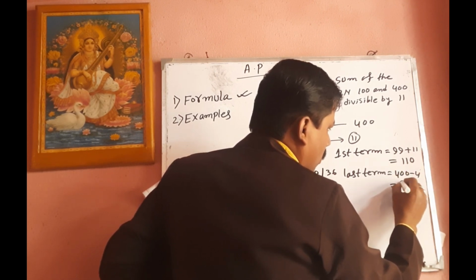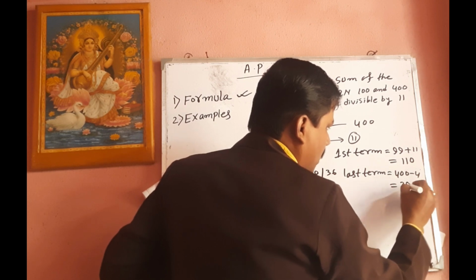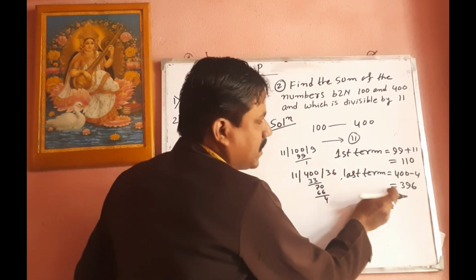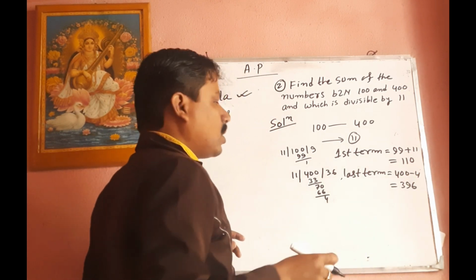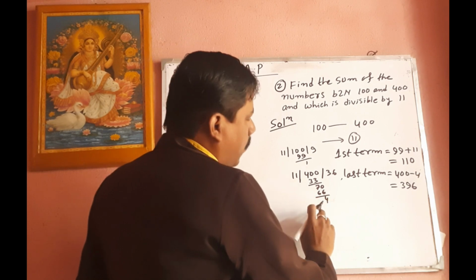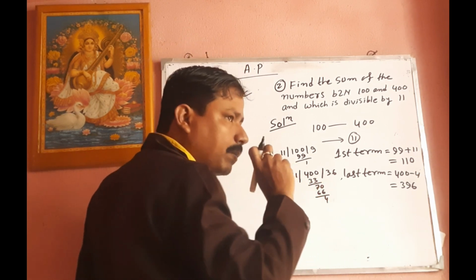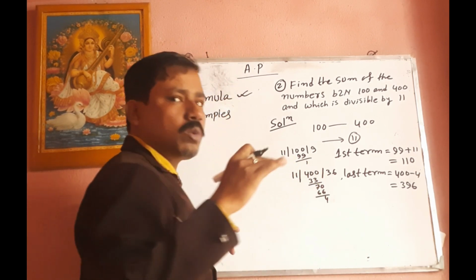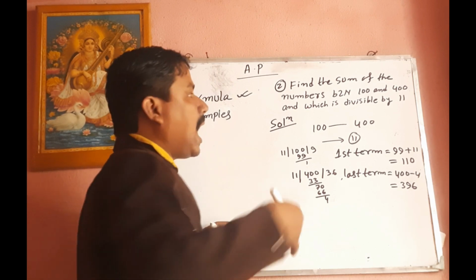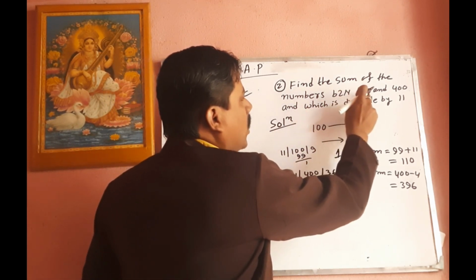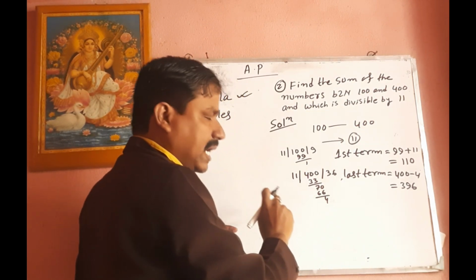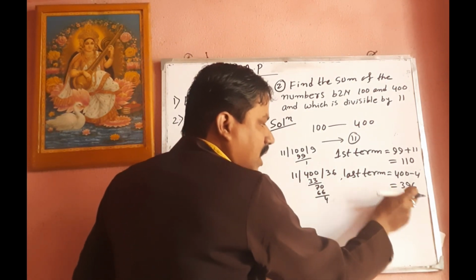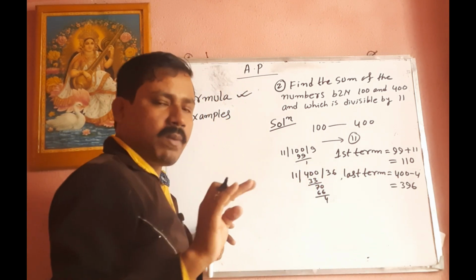That is 396. So the last term is equal to 400 minus 4, that is 396, because if we add some number to 400, then it will exceed 400. And the numbers are between 100 and 400. That is why 396 is divisible by 11.